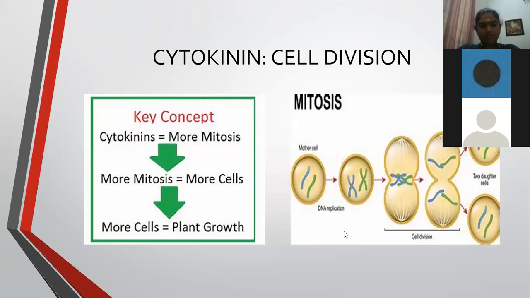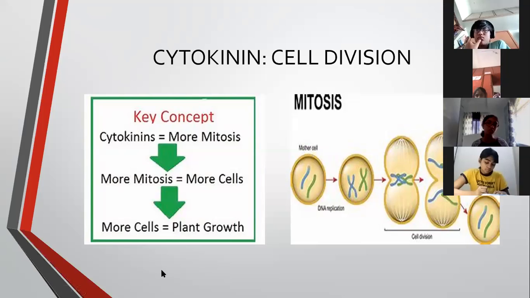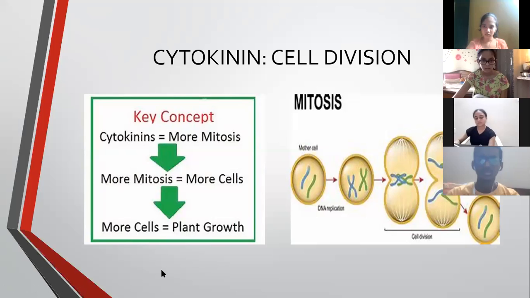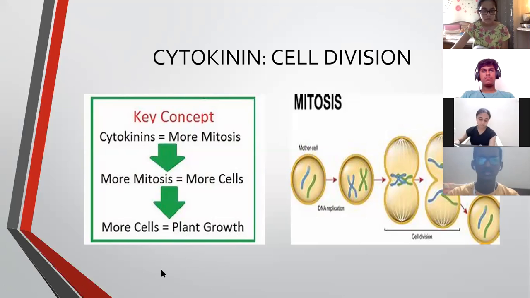Shivani? Yes, ma'am. What is the difference between auxin and cytokinin? Auxin helps in elongation of cells and cytokinin helps in the development of cells. Okay, auxin helps in elongation of the cell, whereas cytokinin helps in increasing the number of cells.